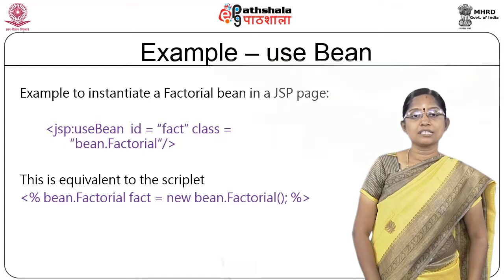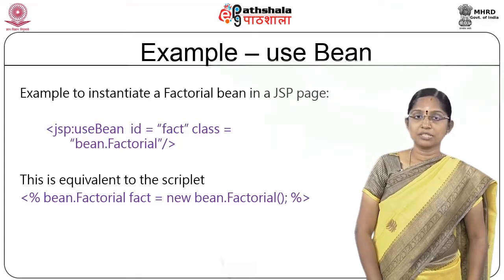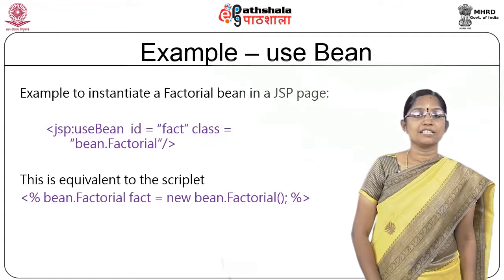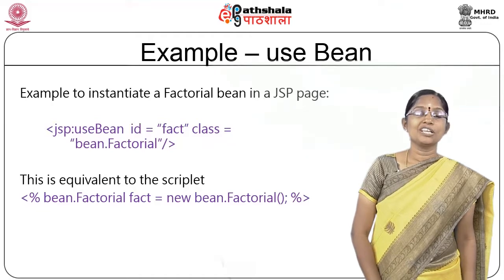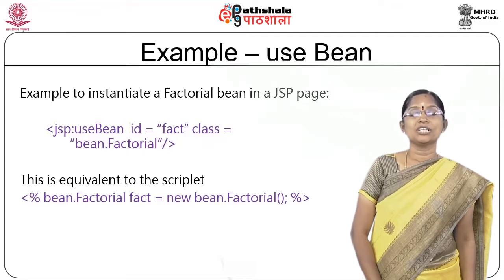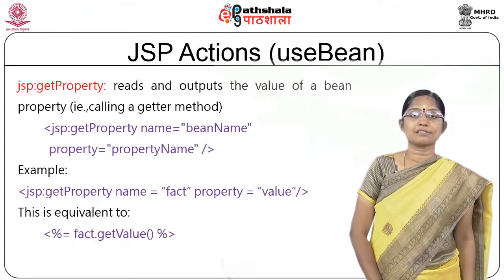Of course, this statement is very much equivalent to the scriptlet which is given below, bean.factorial fact. Fact is nothing but the object which corresponds to this class, equal to new bean.factorial(). It is nothing but creating an object. So instantiating an object for a bean.factorial class is equivalent to giving use bean ID is equal to fact, where ID is equal to fact is nothing but an instantiation of a bean.factorial class.